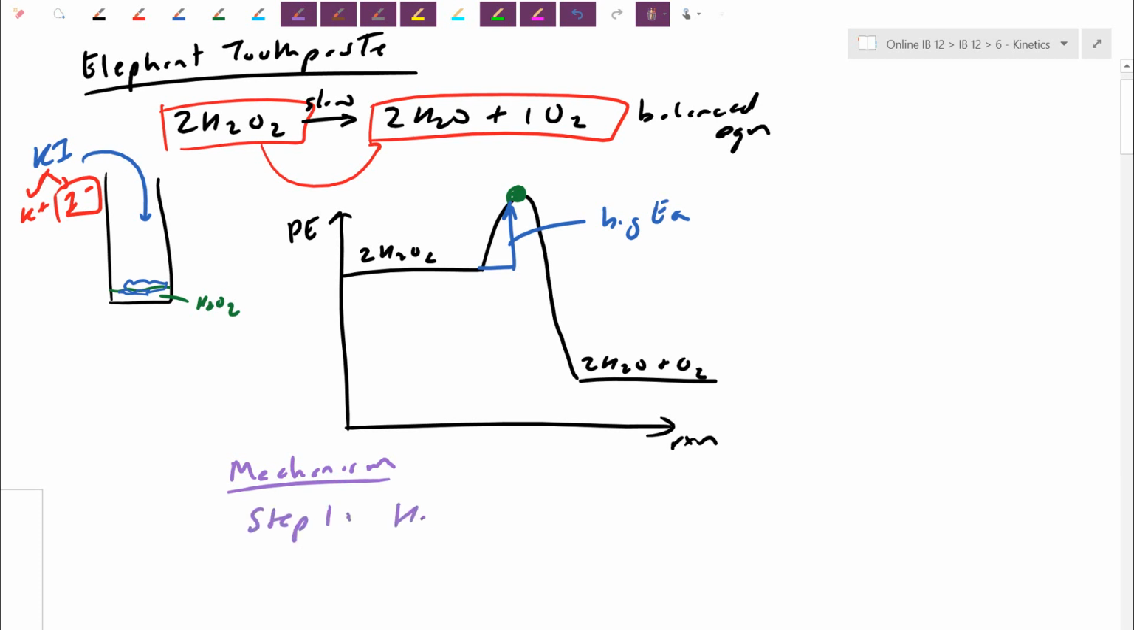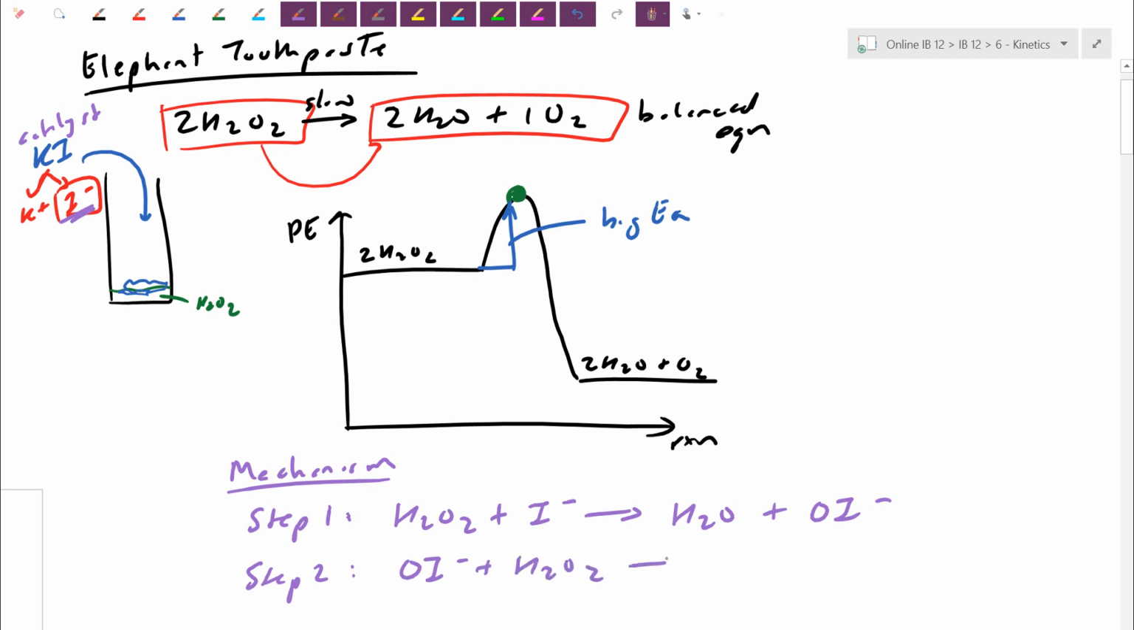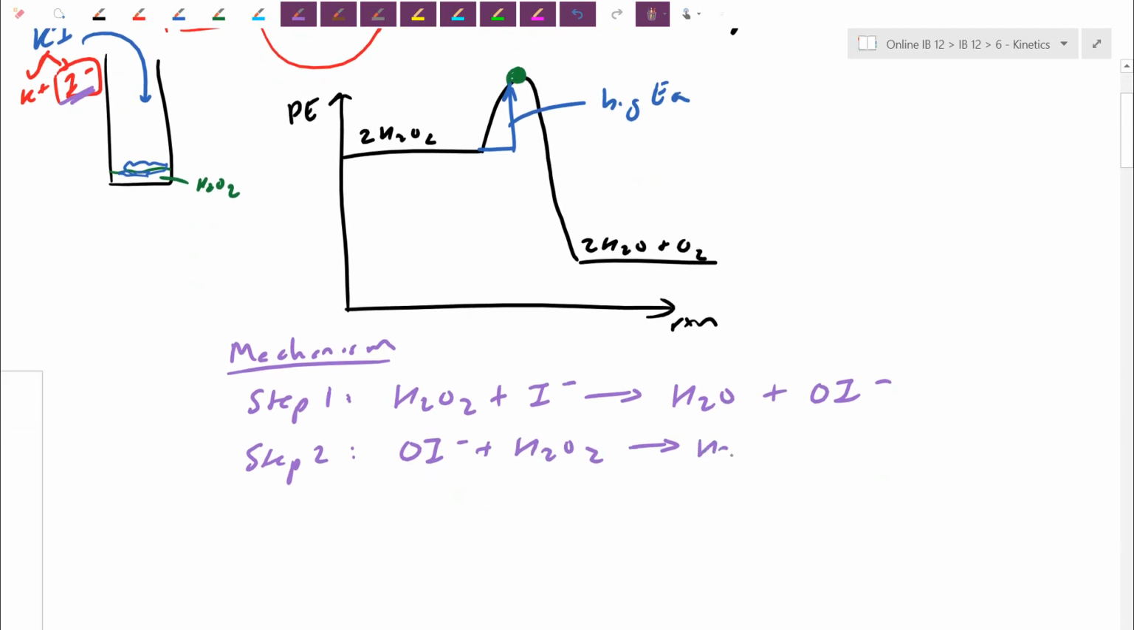Step number 1, the H2O2 actually reacts with the iodide first. Now, before you added the catalyst, there is no iodide. This pathway is not available to it. It's only upon adding the catalyst KI that it dissociates and provides the iodide ion that we need. It allows the H2O2 to collide with I minus first. This ends up producing water and OI minus, right? Step number 2 takes this OI minus that we created, reacts away another H2O2, and leaves us with H2O, oxygen, and I minus.